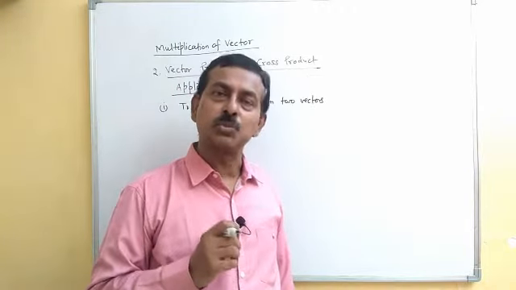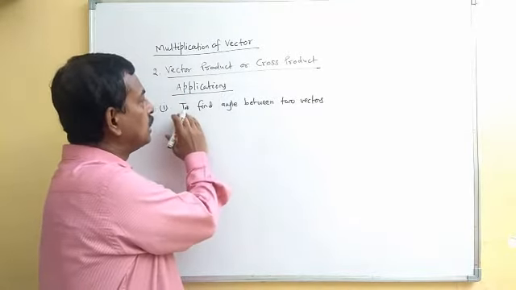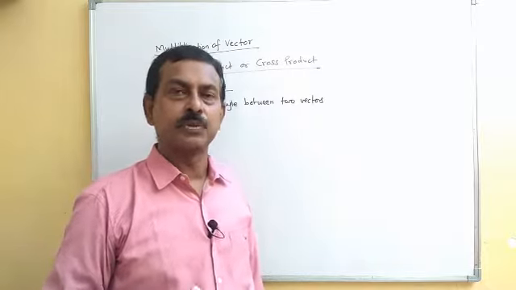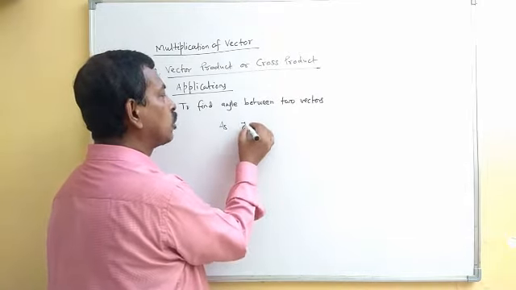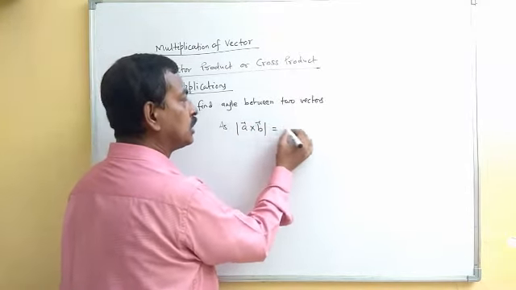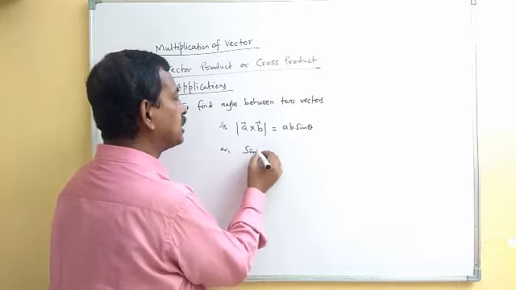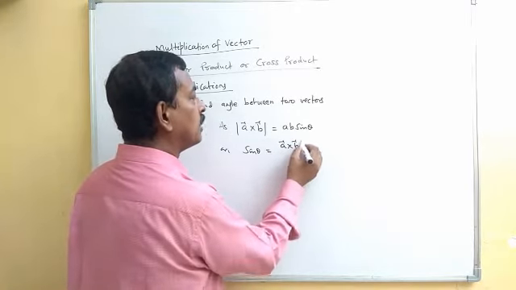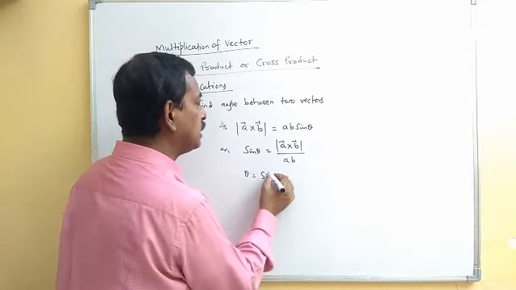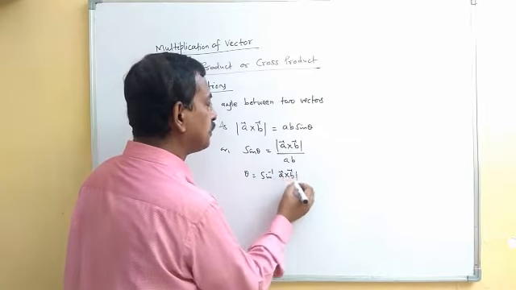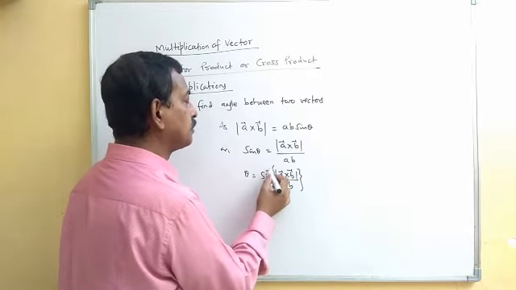Now let's see applications of cross product of vectors. First, we are taking the application to find the angle between two vectors. Two vectors are there and you want to find the angle between them. Now we know that the magnitude of A cross B vector is AB sine theta. So from this we can get sine theta equals the magnitude of A cross B divided by AB, or theta equals sine inverse of the magnitude of A cross B divided by AB. This will be the expression.